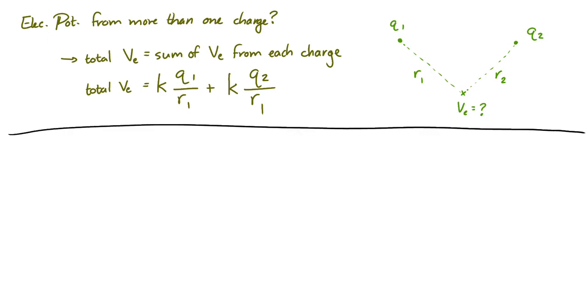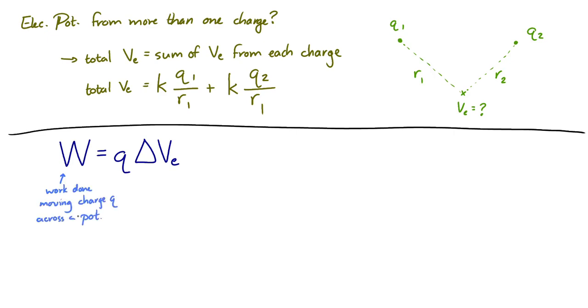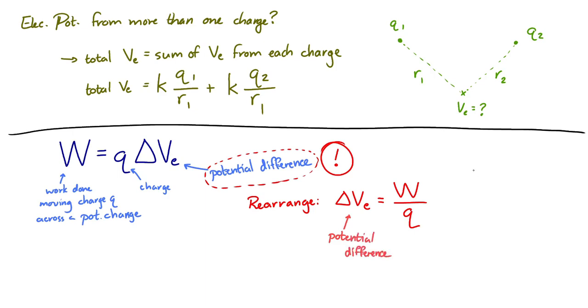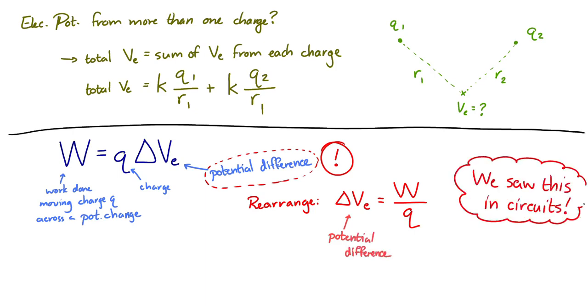Now I'm going to write down another expression. I'm not going to derive it right here because it's very similar to what we saw in gravitational potential ideas. The work that's done in moving a charge across a potential is equal to the charge that you're moving times the change in the electric potential. Now, I'm going to say that a little bit differently. The work that's done in moving a charge is equal to the charge times the potential difference. Well, wait a minute. We've seen potential difference before. If I rearrange this a little bit, the potential difference is equal to the work per charge. That is an expression that we saw in circuits, and in fact, it's the basis for what we saw in circuits.